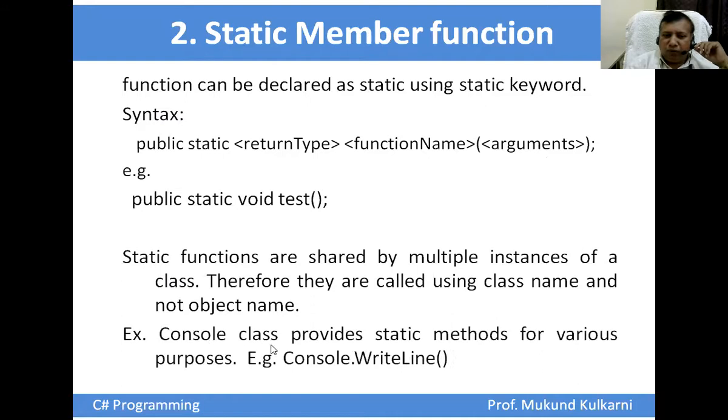For example, the Console class provides static methods for various purposes. We are using Console.WriteLine. So Console is a ready-made class that we are using, which provides static methods. WriteLine is one of the static methods. So we are calling it directly with the class name dot method name.